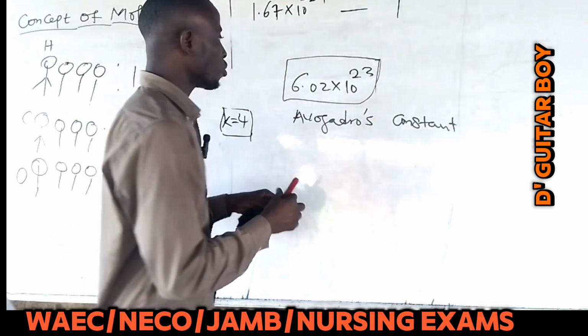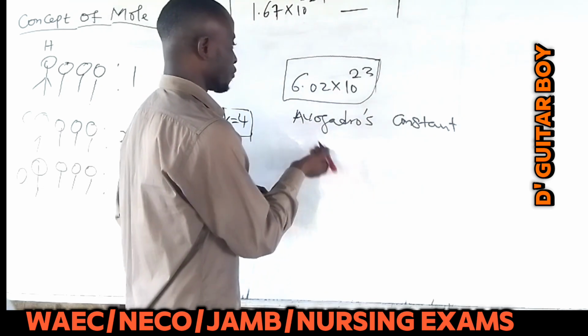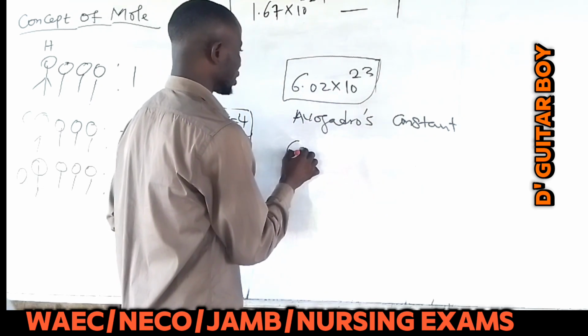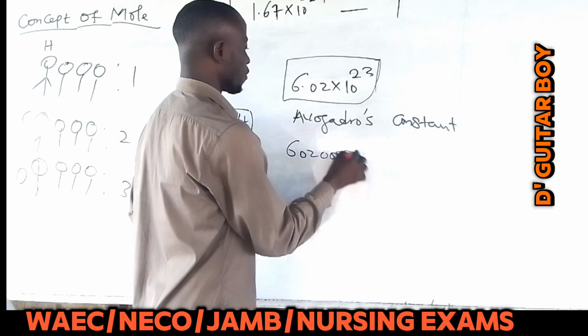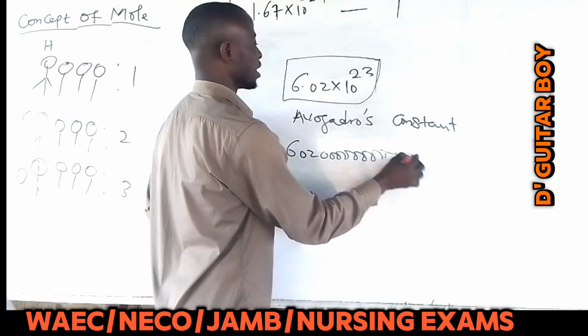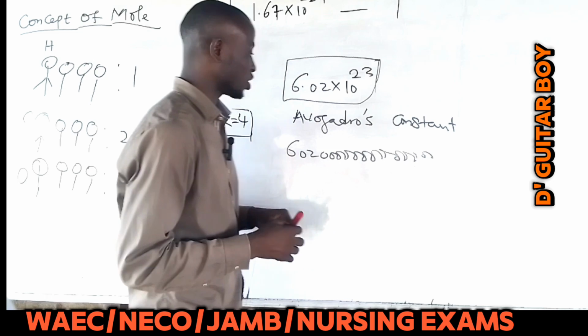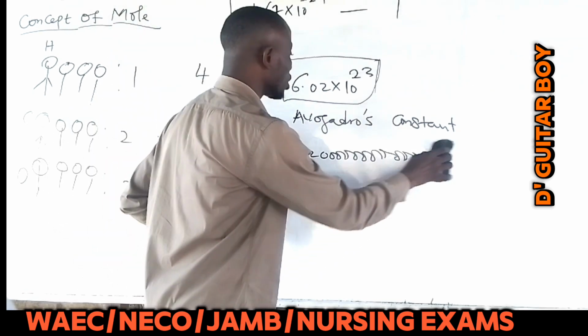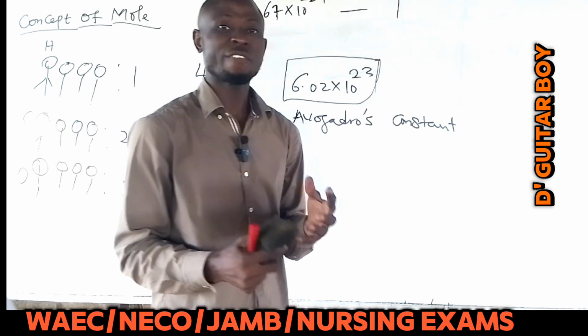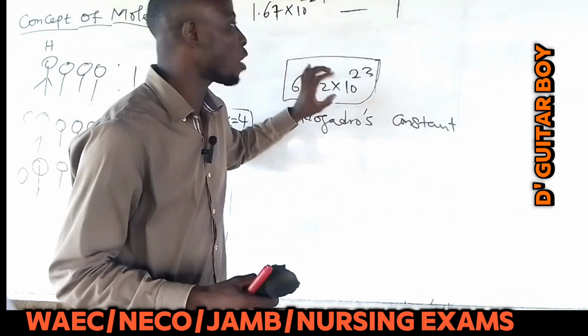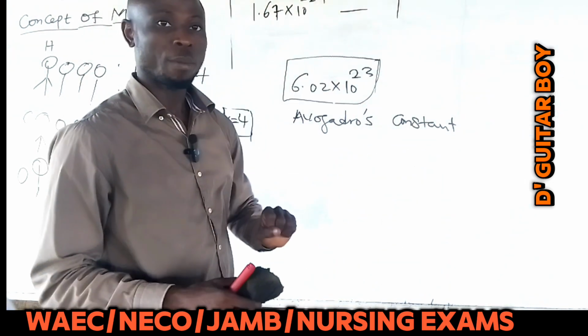This big value, a mole of, if I want to write it another way, is 6.02 times 10 to the power of 23. Just like that. Very large number. Because atoms and molecules are very, very small, we need a large number of these to get this number.